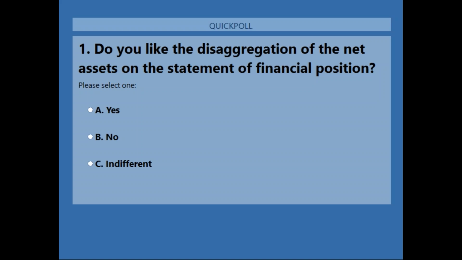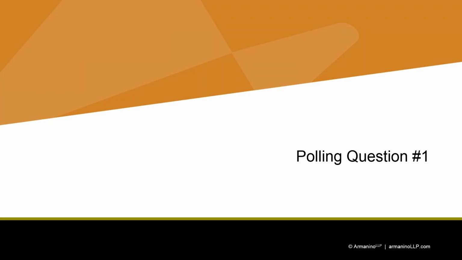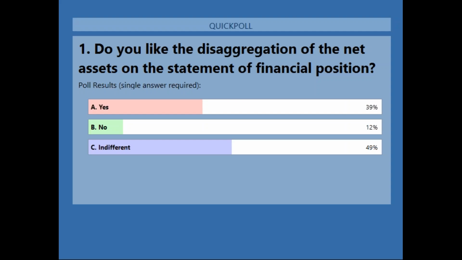And these answers are important for CPE purposes, so we'll give everyone a chance to go ahead and click away here. Yeah, and again, really what this question's getting at is, do you want it just presented as with and without donor restrictions, or do you want to break out board designations and various different assets or net asset classifications in there? So it looks like most of the people do like the disaggregation, and most people are indifferent. It's interesting.